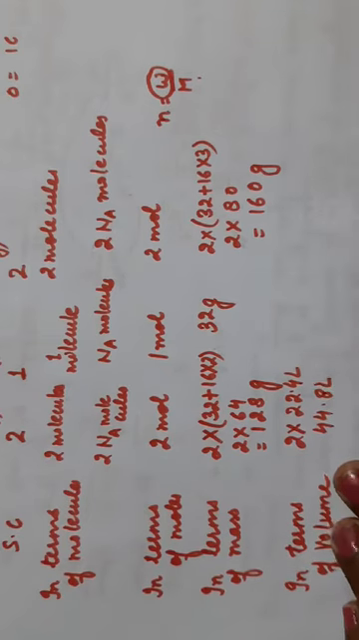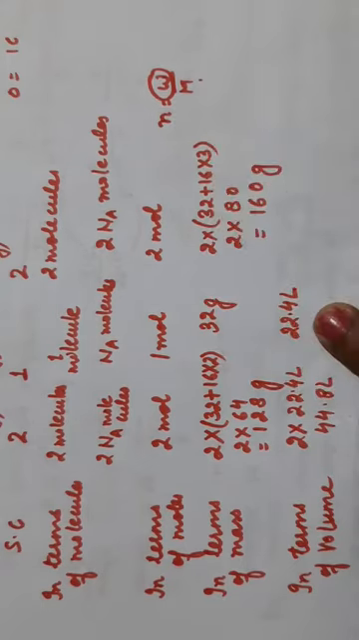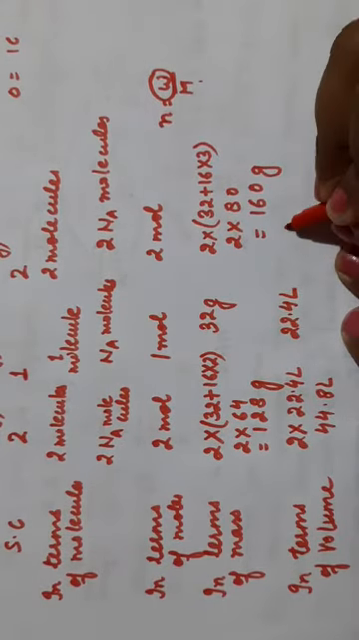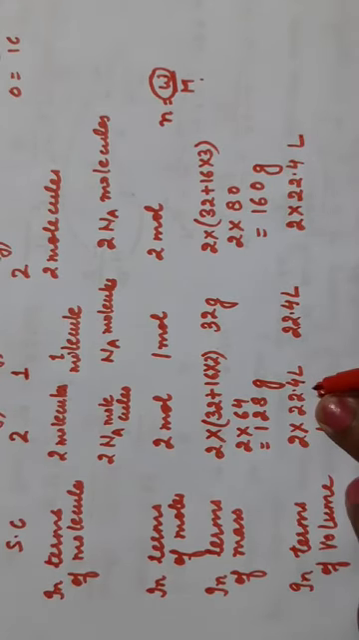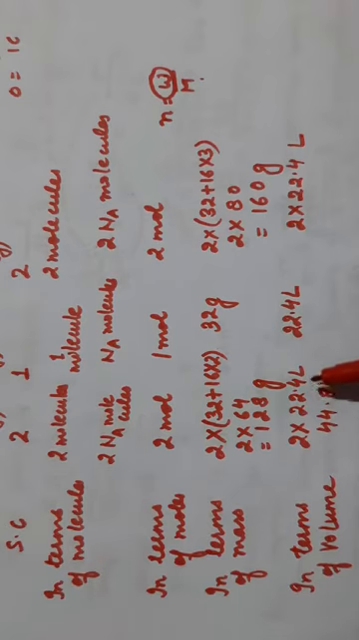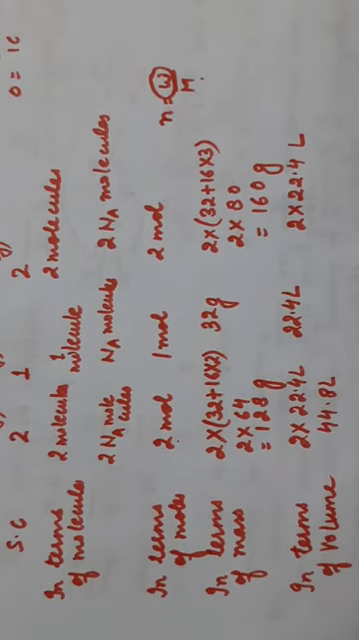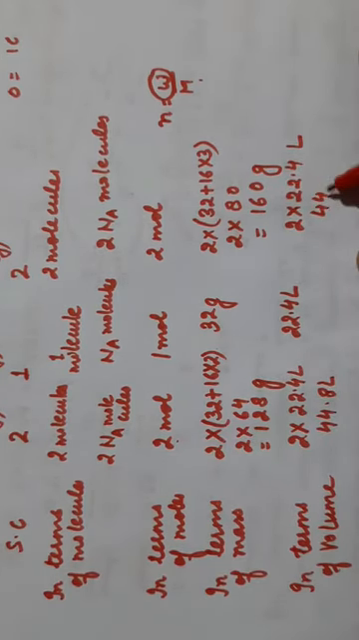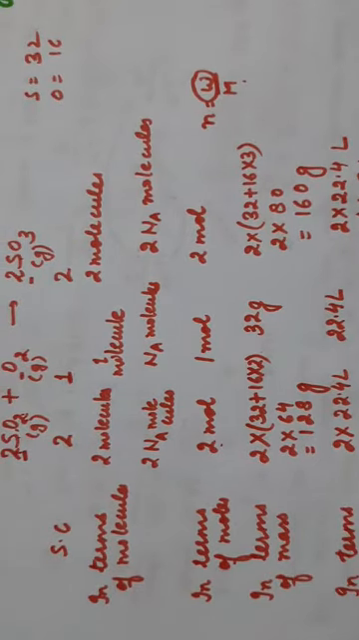44.8 liter of SO2 will react with 22.4 liter since it is 1 mole. Here again it is 2 mole, 2 into 22.4 liter. Why have I written 22.4 here? Because the volume occupied by 1 mole of gas at STP is 22.4 liter. So the volume occupied by 2 mole of gas will be 2 into 22.4 liter, so we will get 44.8 liter. So 44.8 liter of SO2 reacts with 22.4 liter of O2 to give 44.8 liter of SO3.